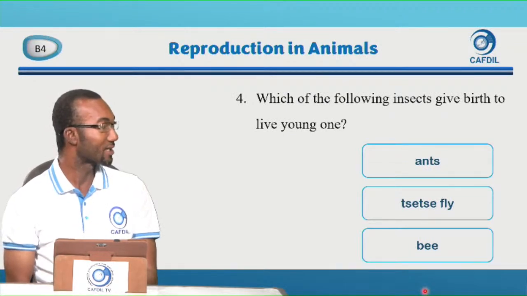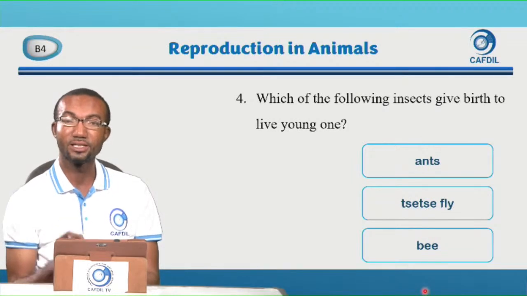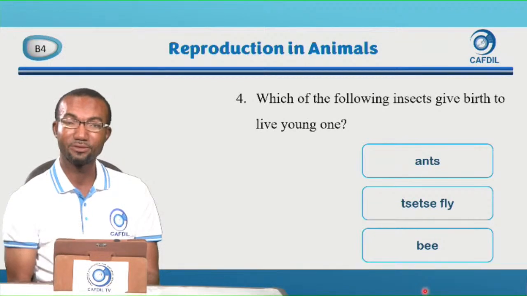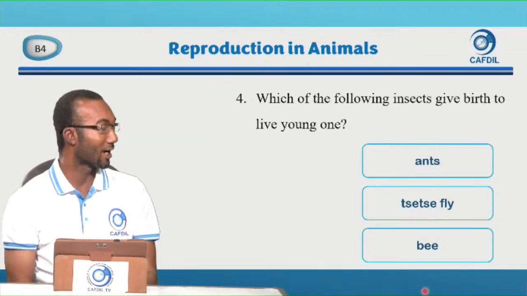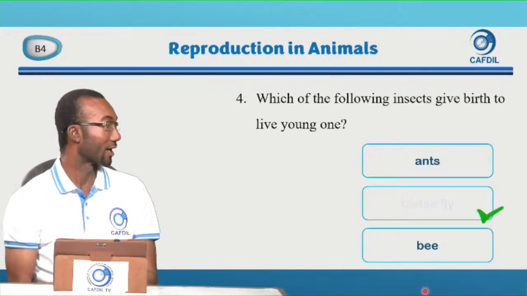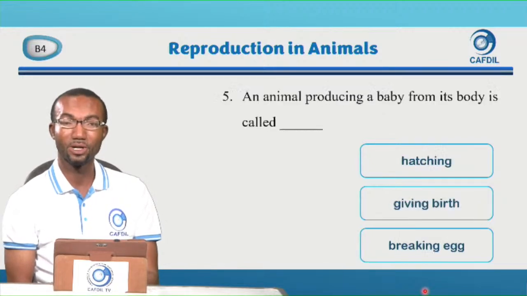4. Which of the following insects give birth to live young ones? We have ants, we have butterfly, we have bee. So in the lesson, which insect did you see giving birth to live young ones? Good. The answer is butterfly. Yes. So butterflies give birth to live young ones.